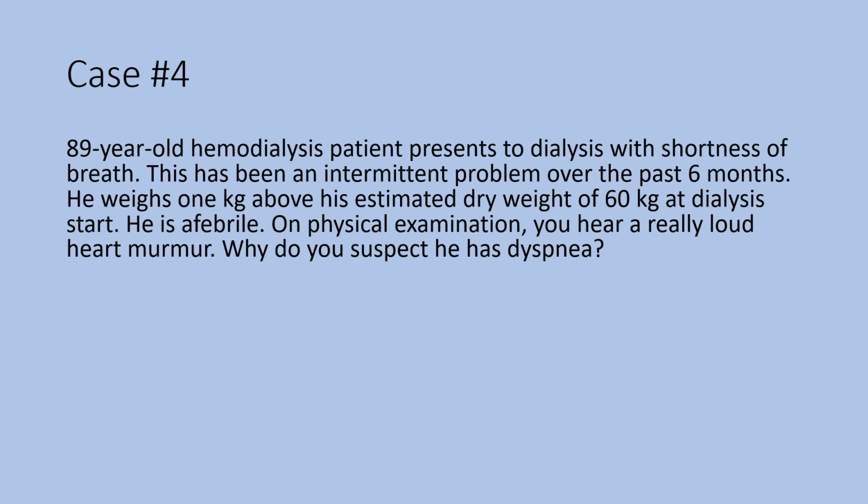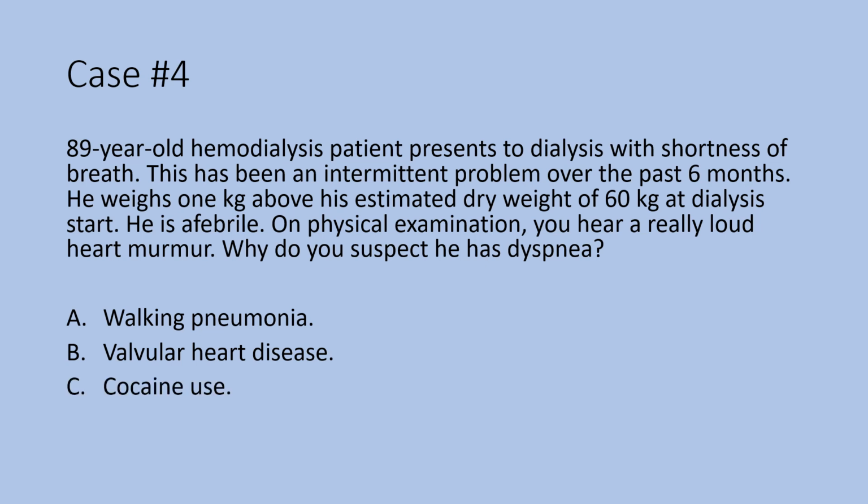The next case is an 89-year-old dialysis patient who presents to dialysis unit with shortness of breath. This has been an intermittent problem over the past 6 months. He weighs only 1 kilogram above his estimated dry weight of 60 kilograms at the start of dialysis. He is afebrile. On physical examination, you hear a really loud heart murmur. Why do you suspect he has dyspnea? Is it A, walking pneumonia, B, valvular heart disease, C, cocaine use, or D, fluid overload? And survey says valvular heart disease.